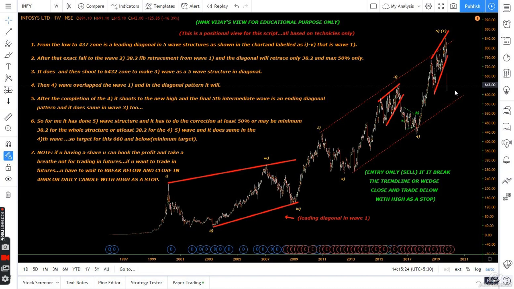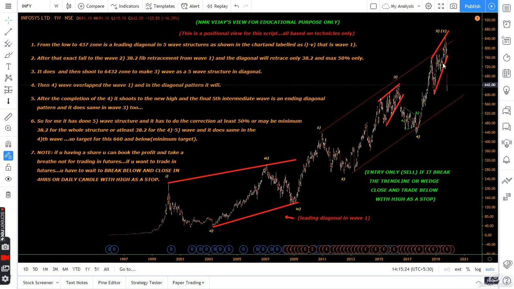I did that on 29th August, and the day before yesterday, my first target of 660 I mentioned here. So the minimum target for this is 660. It's achieved. 642 has traded and 620 is the low. So right now I'm expecting 400. So this won't go up, it will then come in that single wave.